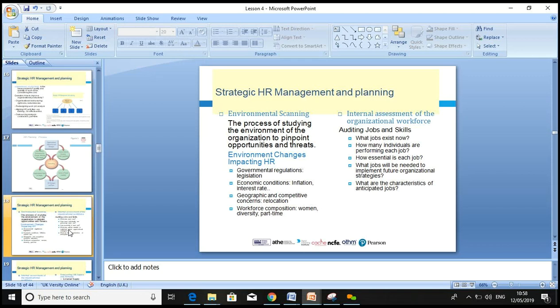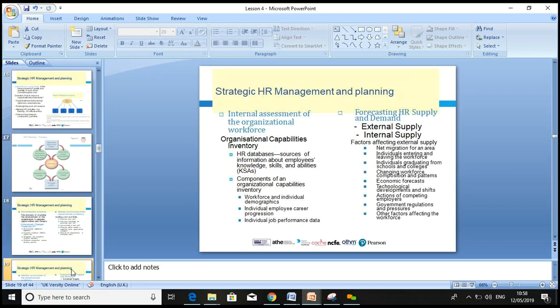What are the new skills? If we are installing new software, we need to think about how many people we have who have the ability or skill to operate the system. Maybe the system is good itself, but the people don't have the ability because we never trained them. So that's why internal assessment of the organization's workforce is very crucial, along with forecasting HR demand and supply. Demand and supply is very, very crucial.